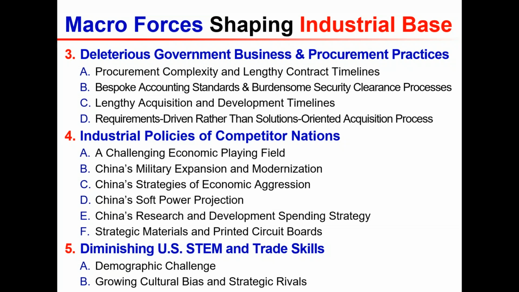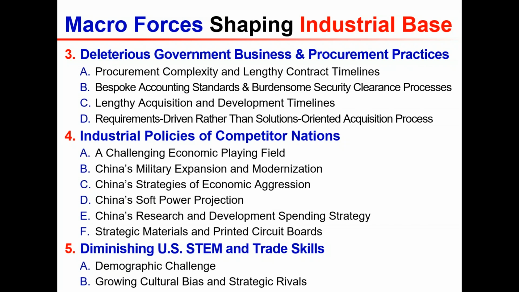The notion of bespoke accounting standards, and yes, I had to make sure I knew what bespoke means. Bespoke means very particular, specific, right? The idea is that the accounting you do as a defense contractor is different than the accounting you would do otherwise. Even Boeing does different operations depending upon whether they're selling to DoD versus selling commercially to Southwest Airlines, because of particular accounting standards or security clearance processes. These are hurdles that make it very difficult to sell to DoD.